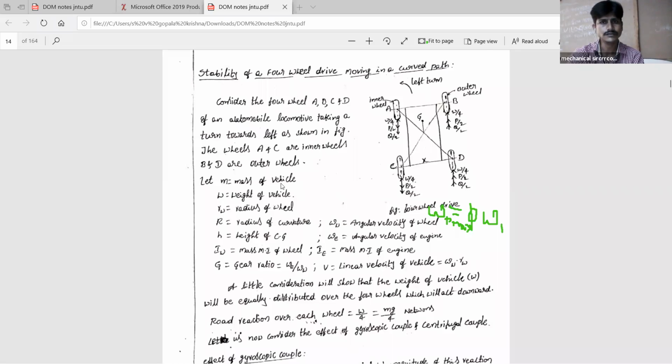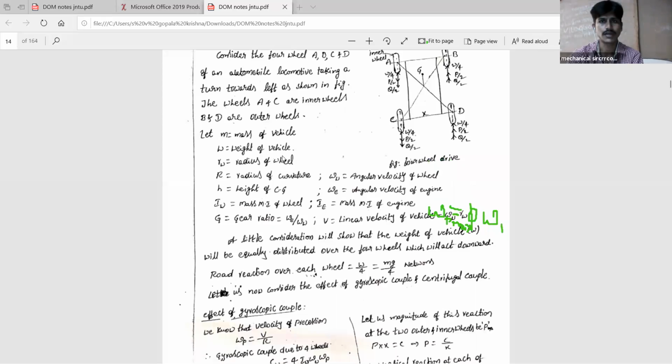Okay, please come. Here A and C are the inner wheels and B and D are the outer wheels. Okay, so all of you observe that. Before going to the derivation, we should also know some symbol notations.